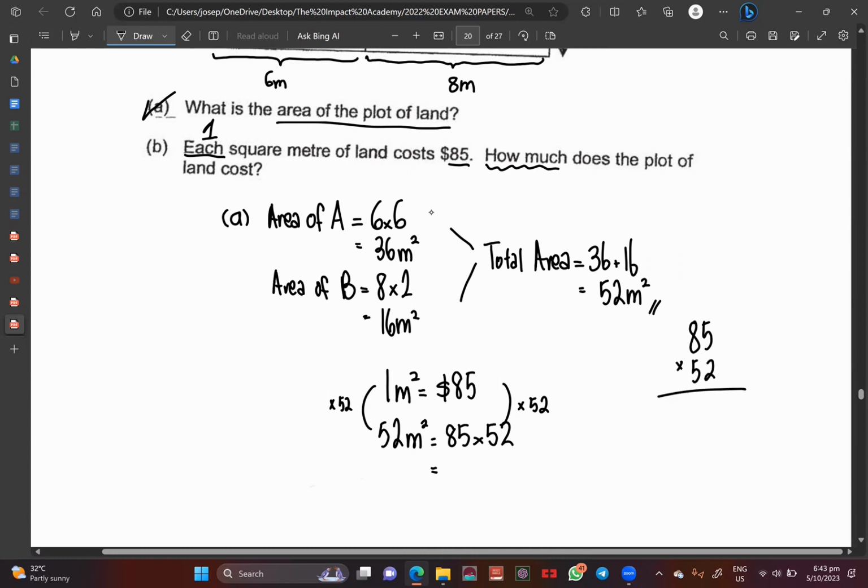You do 5 times 2, 10. 8 times 2, 16, 17. Add a 0 again. 5 times 5, 25. You agree so far? 5 times 8, 40. 40 plus 2, 42. You understand so far? So therefore your answer has to be 4420. Of course, add the dollar sign, and this is your answer for B.